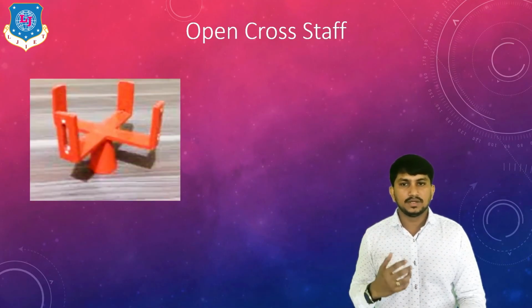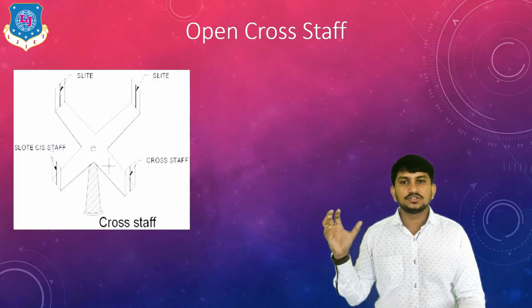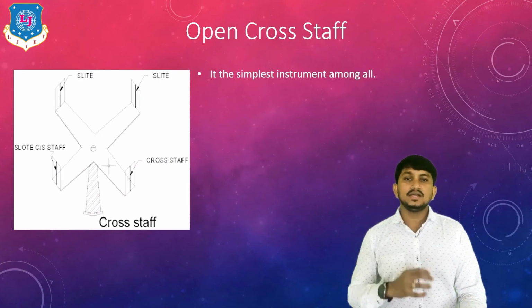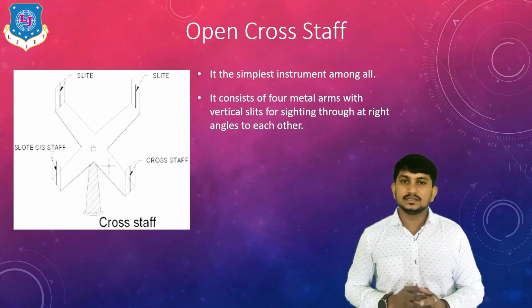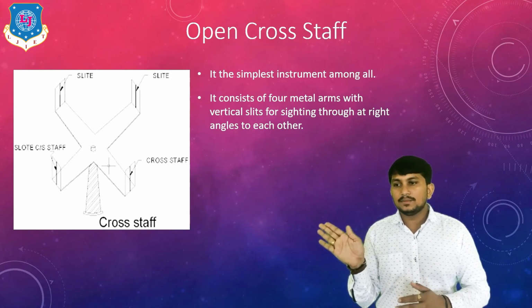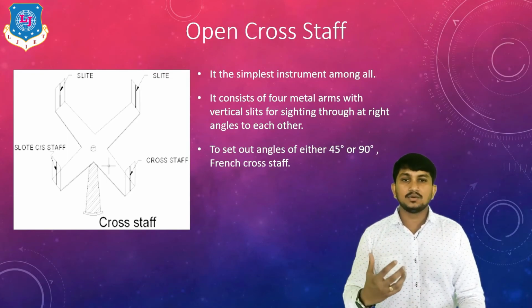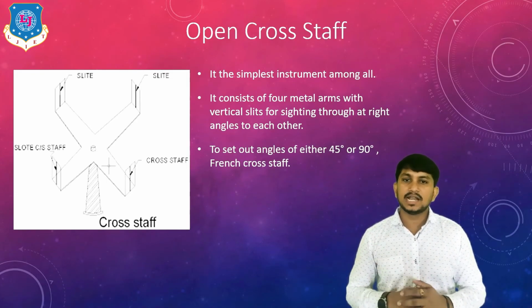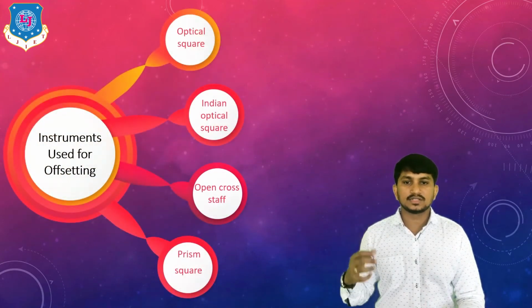Now let's move to the third instrument, which is the open cross staff. This is different from the optical square. This is the image of the open cross staff. This is the actual structure of the open cross staff. This is the simplest instrument among all. It consists of 4 metal arms with vertical slits for sighting through at right angles to each other. So these metal arms are at 90 degree angles. It is used to set out angles of either 45 degrees or 90 degrees. This is all about the open cross staff.